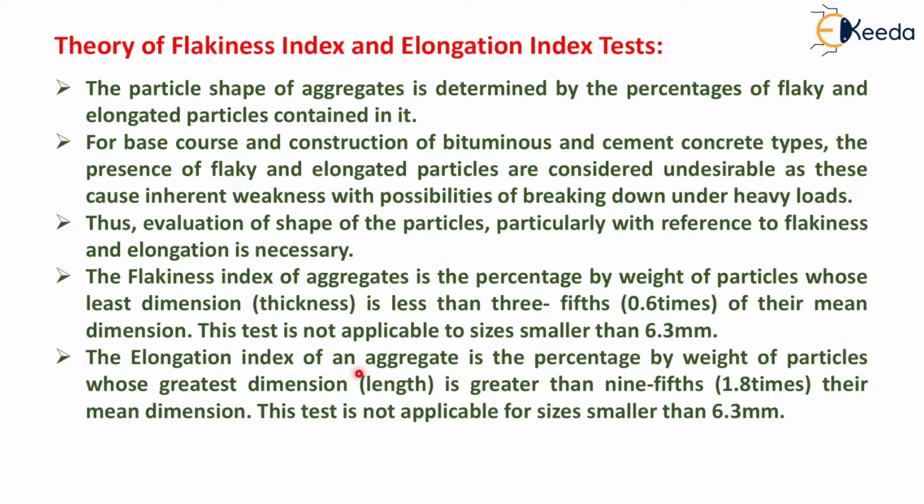The elongation index of an aggregate is the percentage by weight of particle whose greatest dimension, that is length, is greater than 9/5, that is 1.8 times their mean dimension. This test is not applicable for sizes smaller than 6.3 mm. Now, these two data, that is 0.6 times and 1.8 times, are very important from the GATE point of view.